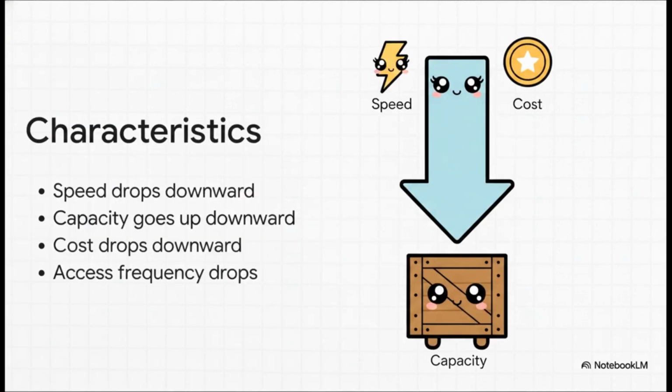It's all about contrasts. Notice how, as you move from top to bottom, the speed decreases and the cost decreases too. But as you move down, your storage capacity drastically increases. And naturally, because those top layers are the fastest, the access frequency by the CPU is highest at the top and decreases as you go downward. So the CPU is hitting those top layers constantly and only visiting the bottom layers when it absolutely has to.